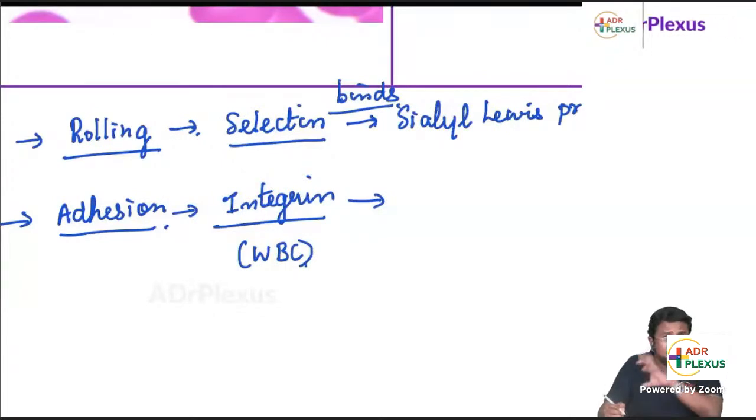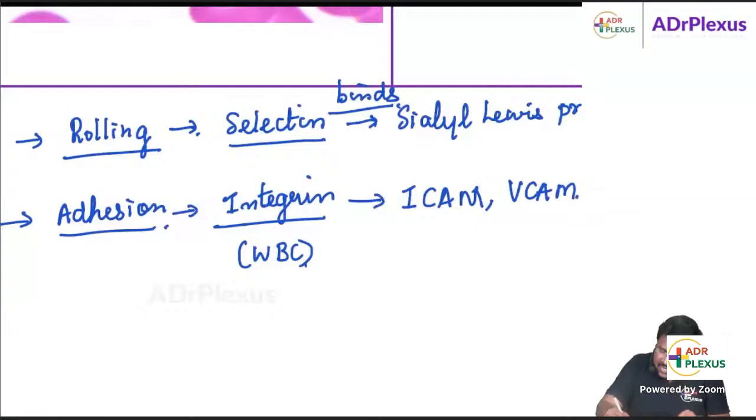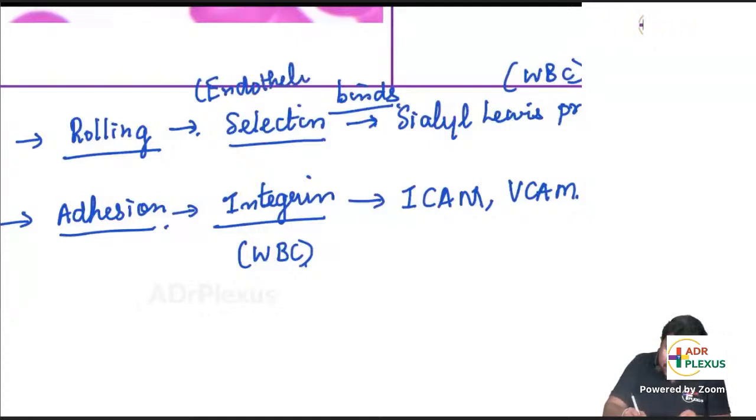So integrins will bind with ICAM, intercellular adhesion molecule, and VCAM. The sialyl Lewis X proteins are present on the WBC, while selectins will be present on the endothelium.